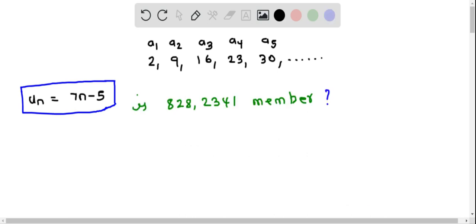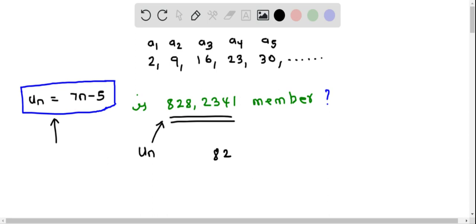We now determine if 8282341 is a member of this sequence. We determine this by substituting this in place of un. That is, this basically represents u sub n. So we are going to replace u sub n with 8282341 in this formula and determine the value of n. Let's see what we get.